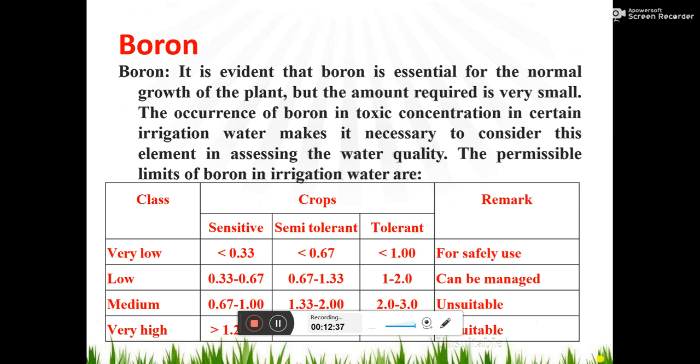Then for the semi-tolerant crop, the value is between 0.67, and for the tolerant crop, the value of boron should be less than 1. Okay, so this is safely used. We are considering above 3, or 2 to 3, it is unsuitable for the tolerant crop also.